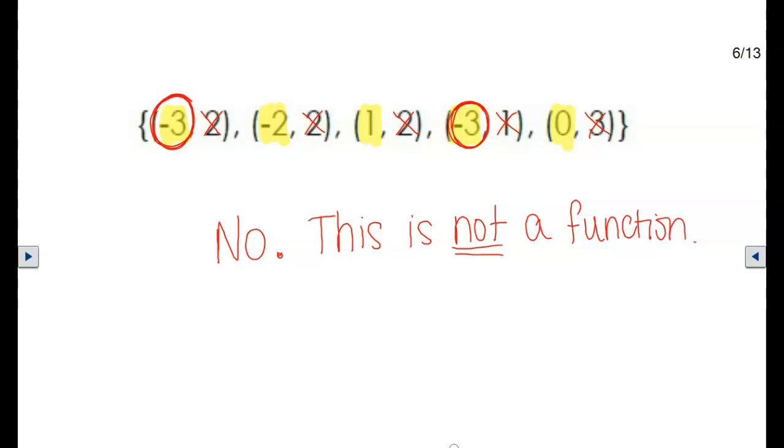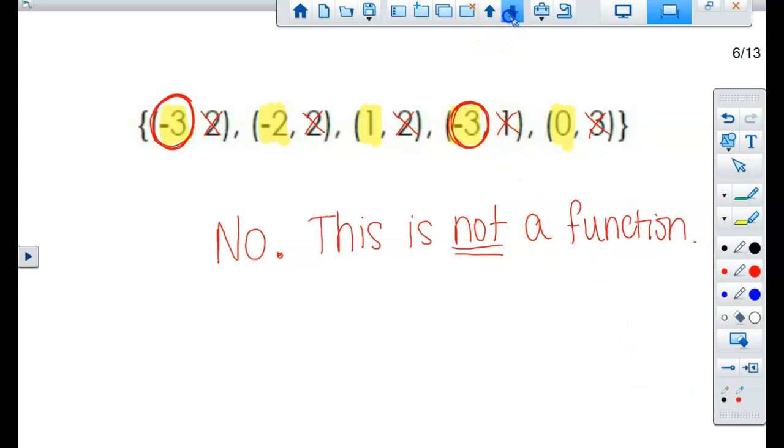Two of the x's are the same. So what I'm looking for when I look at a set of ordered pairs, and I want to know, is it a function or is it not? What I'm looking at is the x values, and I want them all to be different. If any of them are the same, if any of them are repeated, then it is not a function. If it does repeat, then it is not a function. If it doesn't repeat, then it is a function.